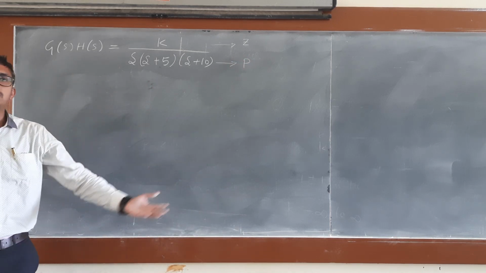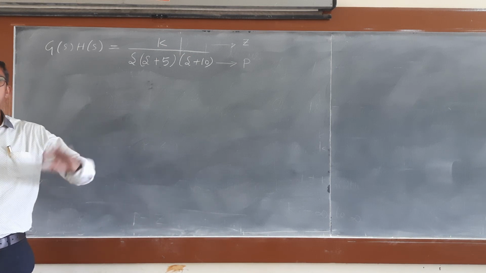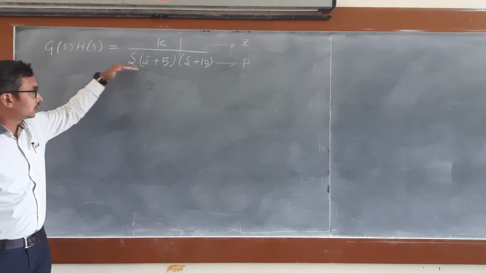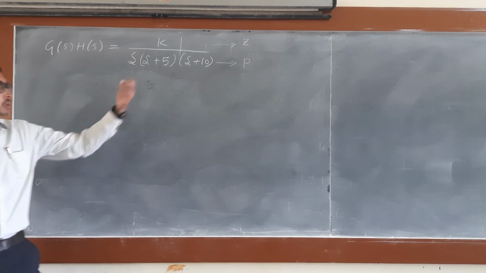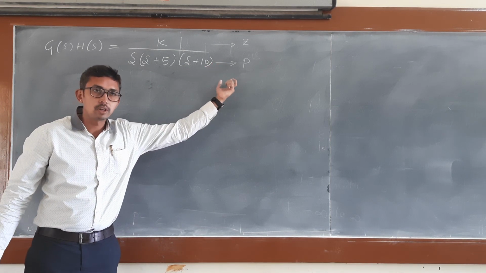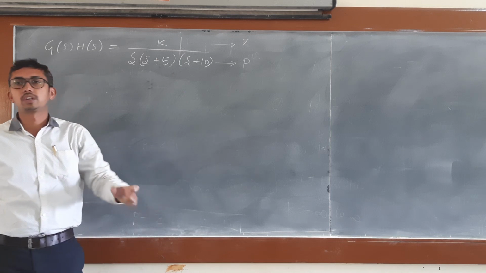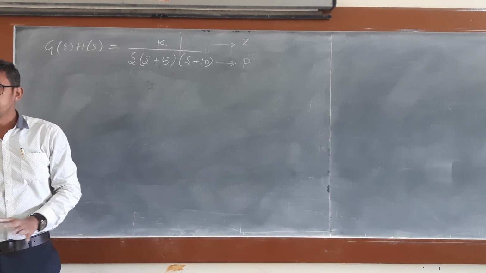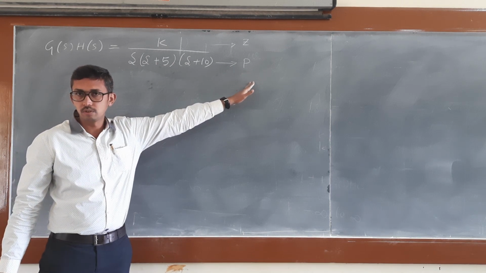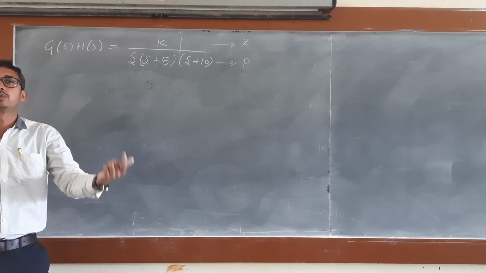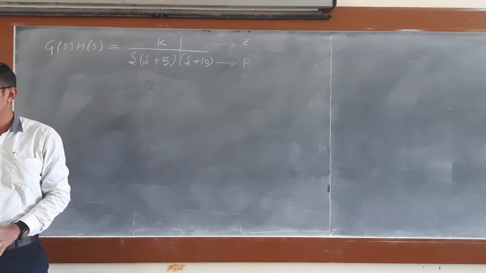So for any system, whether it is stable or unstable, it all depends upon the denominator. That is the characteristic equation. The main thing is poles. So depending upon the poles, we can say whether the system is stable or not. So rather than zeros, the more importance will be the poles, because that is the one that is going to say the system is stable or not.